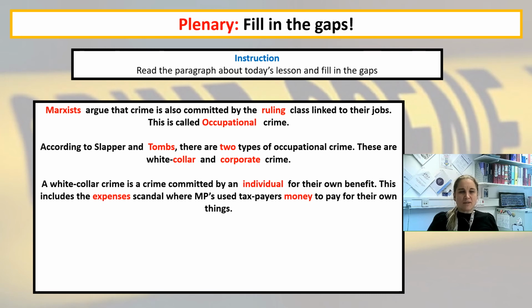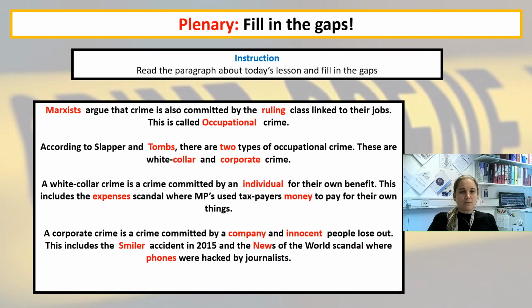A white collar crime is a crime committed by an individual for their own benefit. This includes the expenses scandal, where MPs use taxpayers' money to pay for their own things. A corporate crime is a crime committed by a company and innocent people lose out. This includes the Smiler accident in 2015 and the News of the World scandal, where phones were hacked by journalists. Marxists say these crimes need to be investigated more, with harsher punishments.